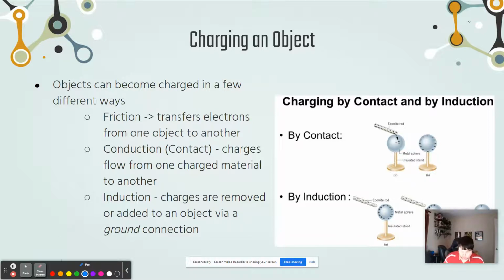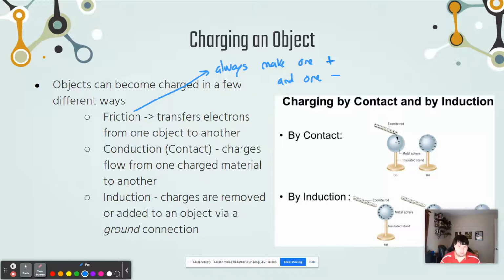When you do frictional charging, you always make one positive and one negative object. And we'll talk a bit more about why that is, but it has to do with the fact that you can't destroy or create charge out of nowhere. So friction always makes one positive and one negative object, because you're transferring electrons from one to another.